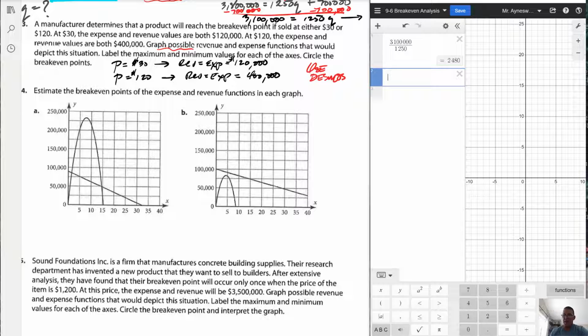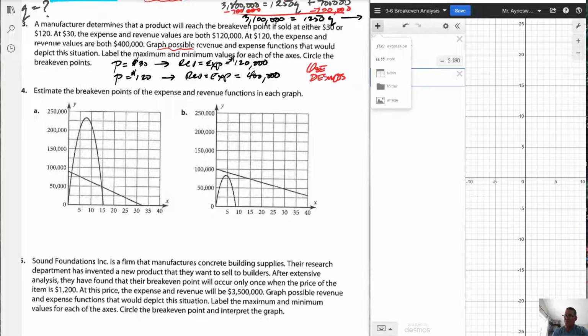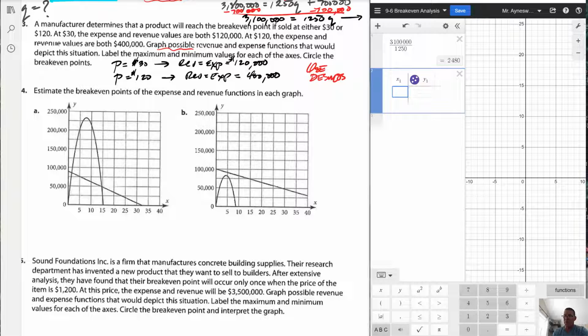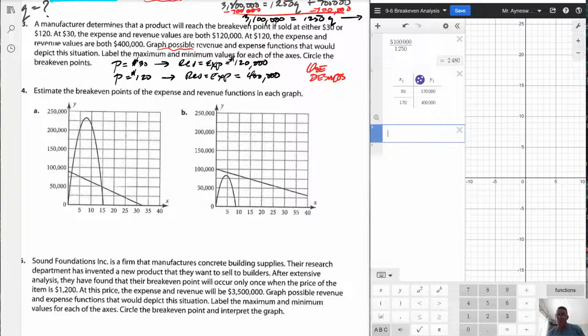Let's go into Desmos here and set our information up in the form of a table. Our first point is 30, 120,000. That's our first ordered pair. If the price is 30, the revenue and expenses are 120,000. This is the easiest way to do it. Of course, you can do this by hand, and we'll do that on another problem, but right now I choose to use the linear and quadratic regression skills you already know. You put your 2 points in as ordered pairs, and then you calculate the linear function, which is going to be your expense function. And then your quadratic function is going to be your revenue function.